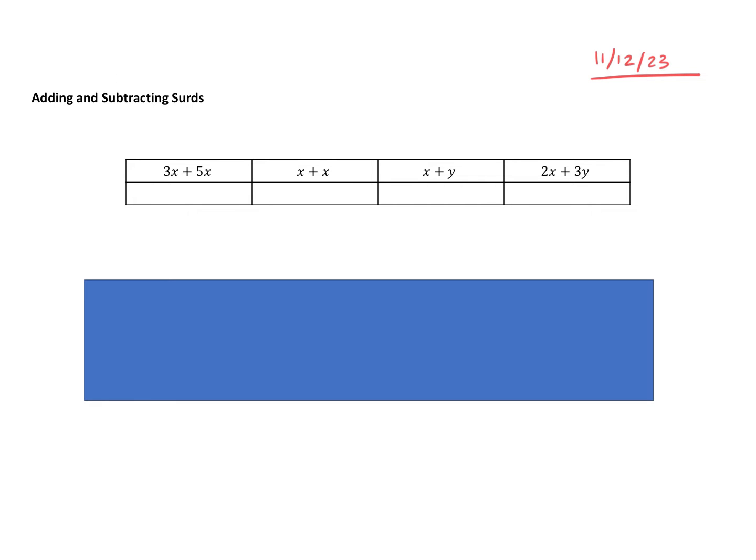So the first one, we have 3x and 5x. We have like terms. We have 3 lots of x and 5 lots of x. I want you to think about what that would add together to make in your head. And if you're thinking 8 lots of x, you're absolutely right. Let's write that down.